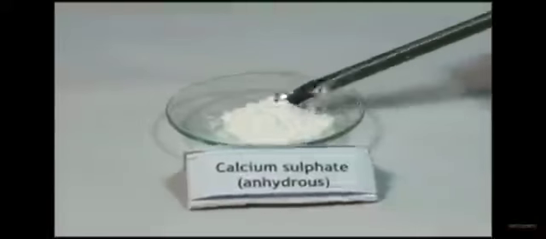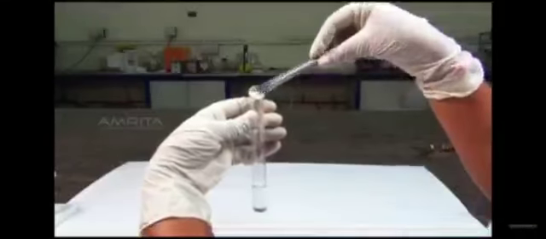Procedure. Take a small quantity of the organic compound in the test tube. To this, add a small quantity of anhydrous calcium sulfate using a spatula. Shake well to remove any water content in the organic compound. Filter the contents into another clean dry test tube.